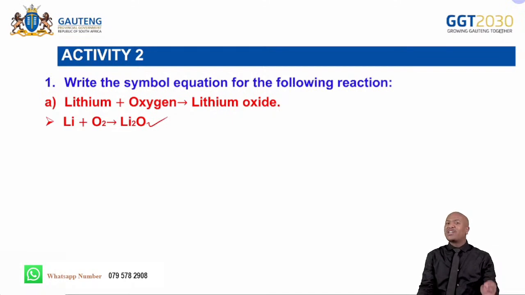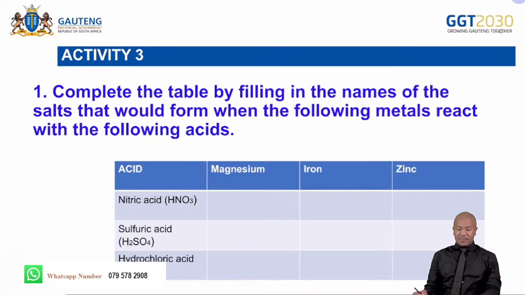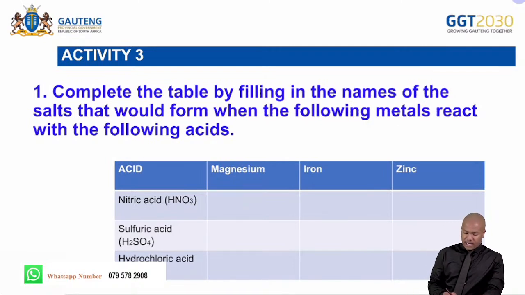So now I want us to engage on the last activity. This one I'm going to give you 5 minutes for it, right? But let's look at it. It says complete the table by filling in the names of the salts that would form when the following metals react with the following acids. Let me explain, right? Complete the table by filling in the names of the salts. You fill in the names of the salts that would form when the metals react with the following acids.